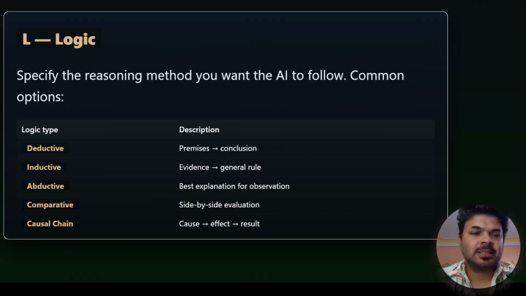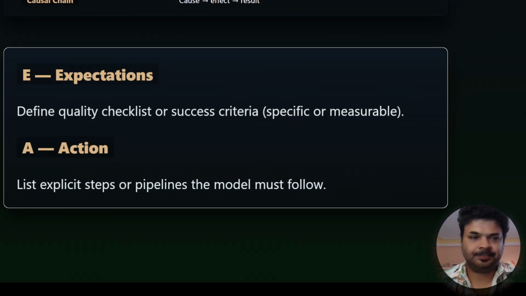Logic. Specify the reasoning method you want the AI to follow. Common options for logic are deductive, where premises lead to a conclusion; inductive, where evidence leads to a general rule; abductive, the best explanation for the observations that have been made; comparative, a side-by-side evaluation of two or more scenarios; and causal chain, a cause leading to an effect and the result because of that.